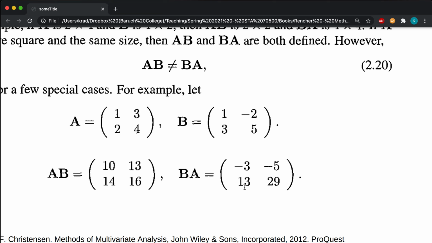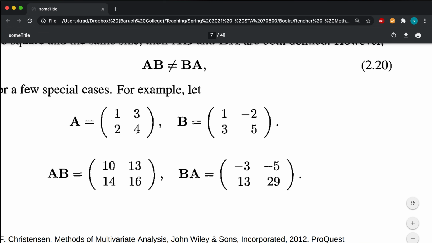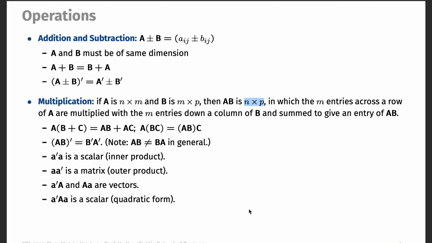Now if you do B times A, you get a different matrix. So AB is not the same as BA. There are cases where they are equal, but in general they are not. That was multiplication.